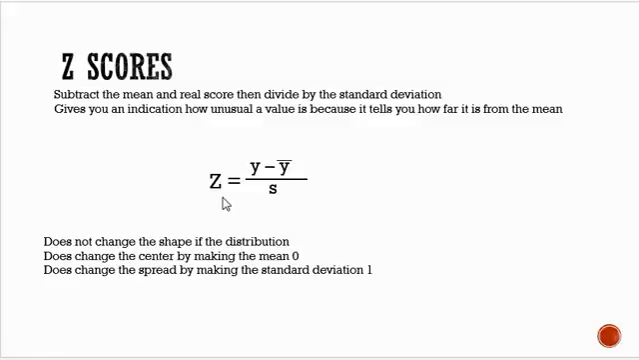How you find your z-score. The z-score equals the actual score minus the mean divided by the standard deviation. Your z-score does not change the shape of your distribution. It does change the center by making the mean 0, and does change the spread by making the standard deviation 1.